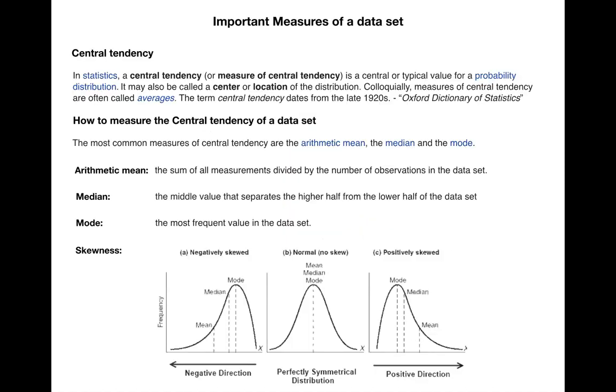All right, so more important measures of a data set. We talked about the Gaussian and the normal distribution, and sometimes they're not so normal. A couple of concepts: one is central tendency. Commonly used ways to measure the central tendency are the mean, the median, and the mode. Mean is easy: just sum all the measurements and divide by the number of measurements. Median is the value that's exactly in the middle of your data set. And mode is the most frequent value that occurs in your data set, right?